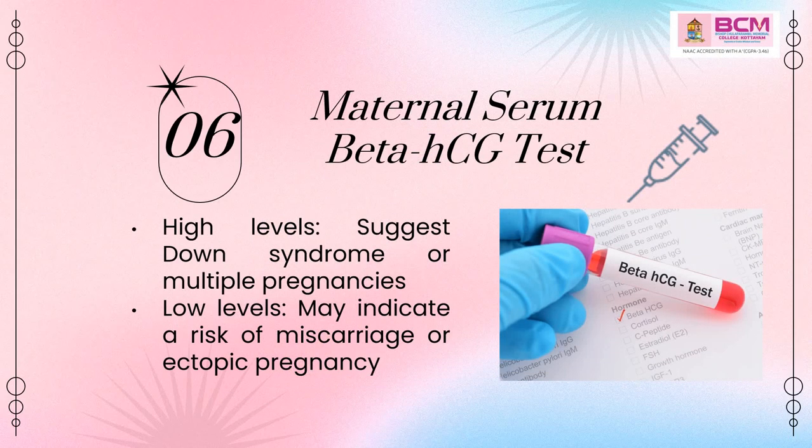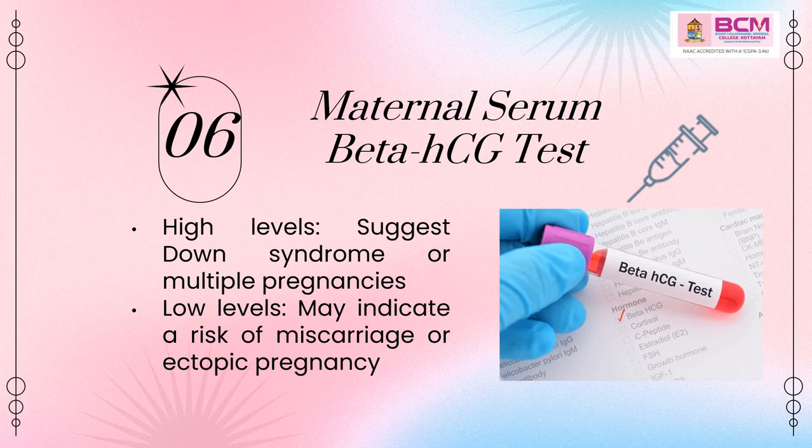Monitoring beta-hCG is crucial as abnormally low levels may suggest a miscarriage or ectopic pregnancy, while abnormally high levels could indicate Down syndrome or multiple pregnancies like twins or triplets, or in rare cases, a molar pregnancy. In summary, beta-hCG levels provide valuable insights into the health and progression of a pregnancy, guiding healthcare providers in early prenatal care.